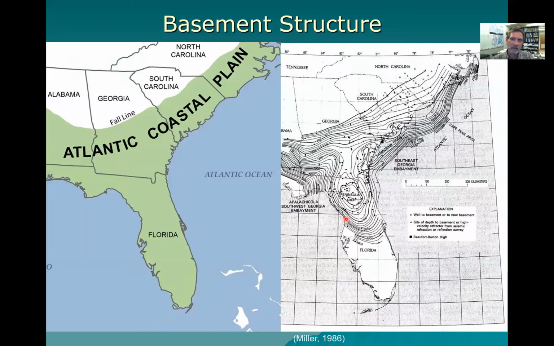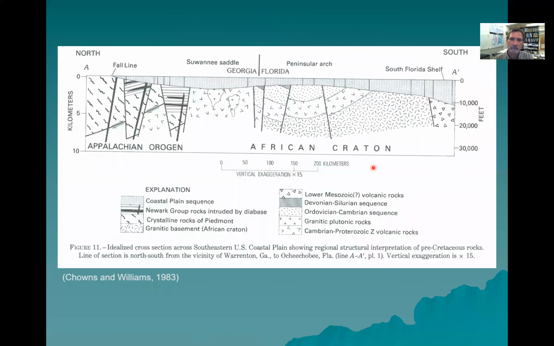Let's take a quick look at the basement structure. This is a structure contour map of the basement that the USGS generated during the 70s and 80s as part of a large series of investigations into the cause of the Charleston earthquake of 1886. What I want to draw your attention to is this area of the Georgia Bight, where our coastal plain sedimentary sequence is draped over the basement where there's considerable relief.